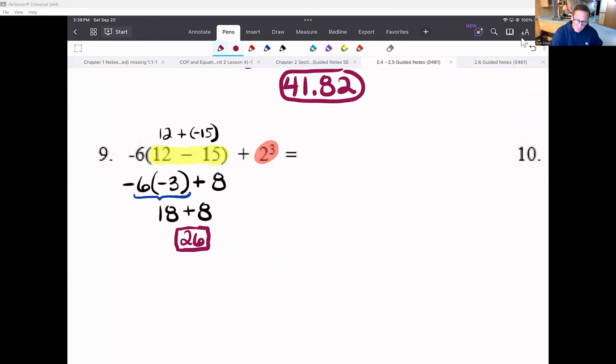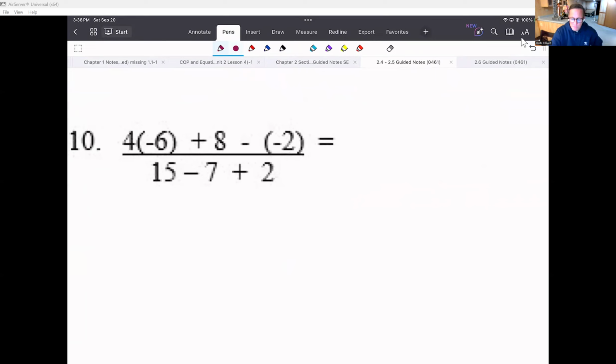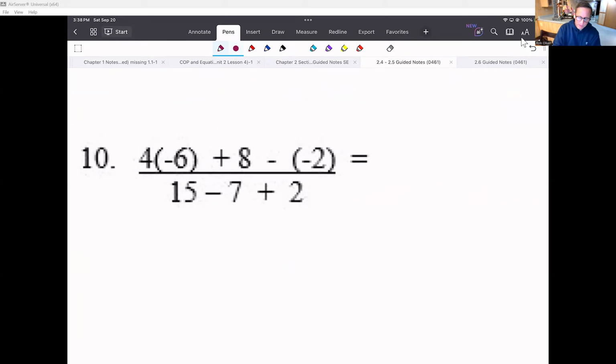It's 26. There you go. Now this right here, now we got a fraction. Now a fraction, you could think of the part that's in the numerator and the part in the denominator as a type of grouping. It's grouped. So we want to do those independent of themselves.